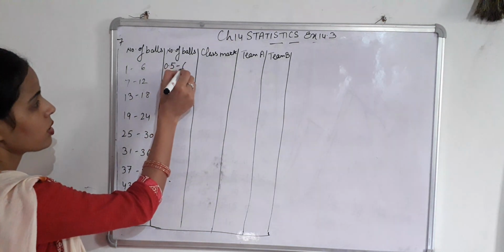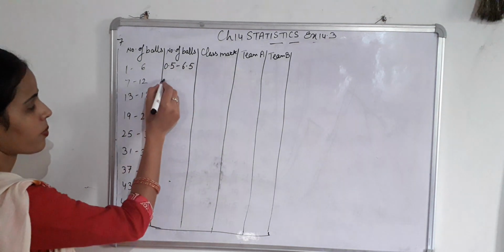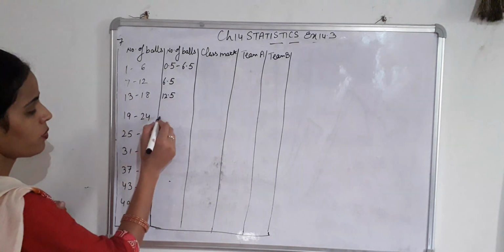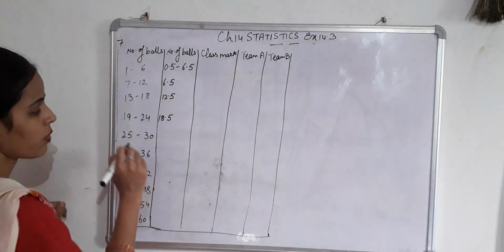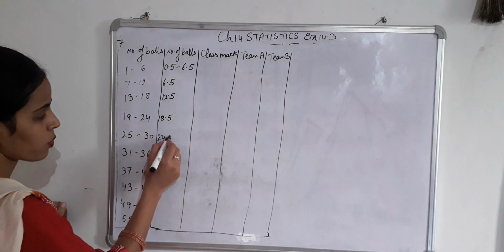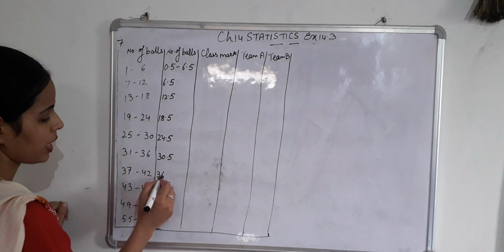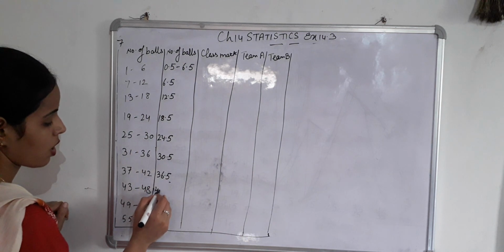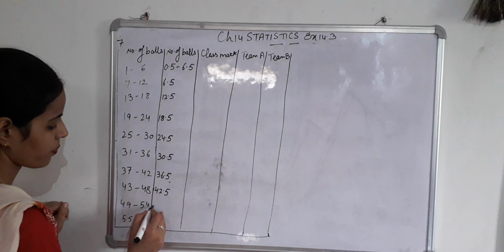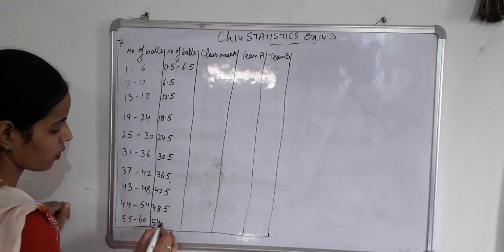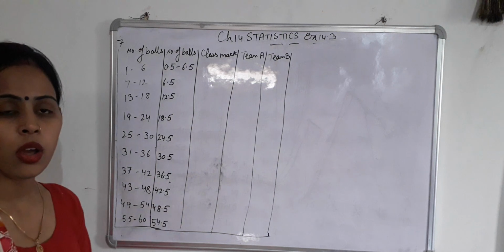0.5 to 6.5, 6.5 to 12.5, 18.5, 24.5, 30.5, 36.5, 42.5, 48.5, 54.5.